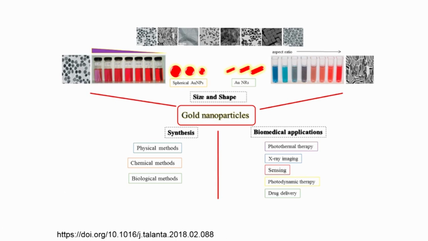And then their uses, as we said, for gold, especially, gold is very widely used for contrast agents and for fluorescence. So the spherical nanoparticles, depending on the size range, will have different colors and different absorbance.